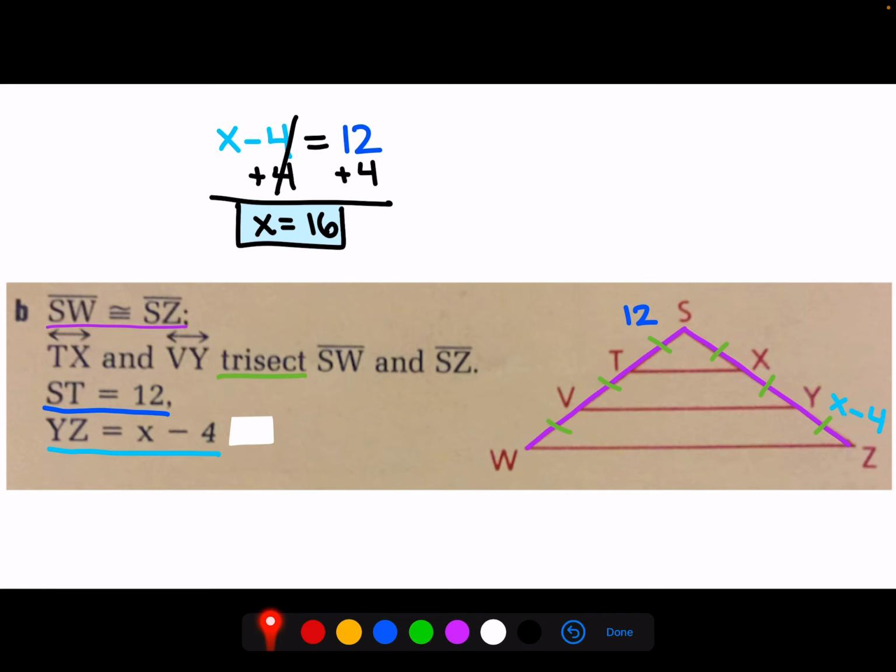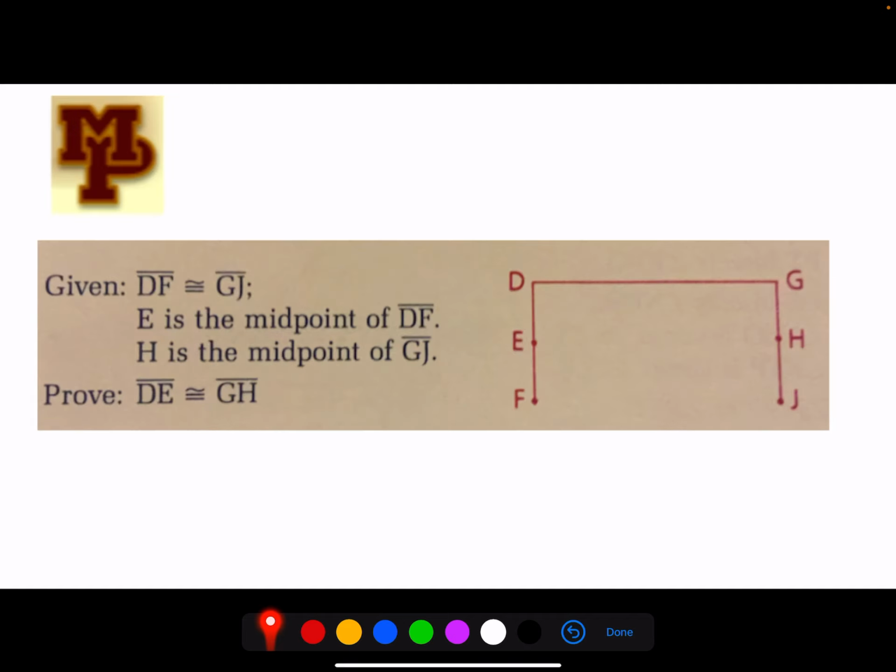All right, next up, we have this proof here. So go ahead and pause the video, try this proof out on your own, and you can unpause it whenever you're ready to check. So looking at this, the first thing I do is I look for double use of the word midpoint, trisect, or bisect. And I see midpoint written twice. E is the midpoint of DF, H is the midpoint of GJ.